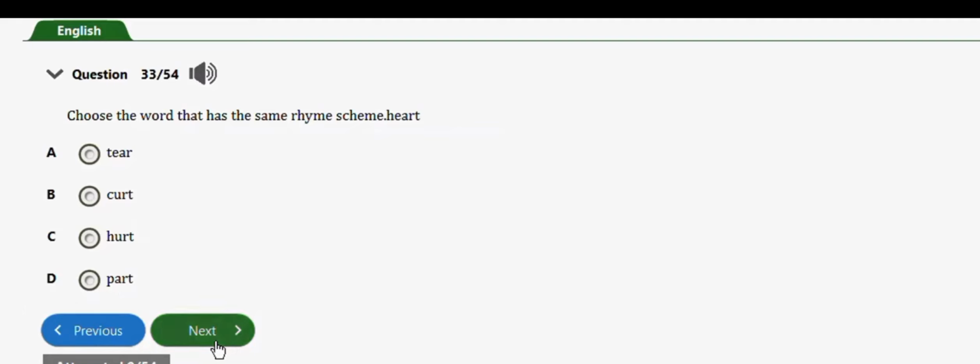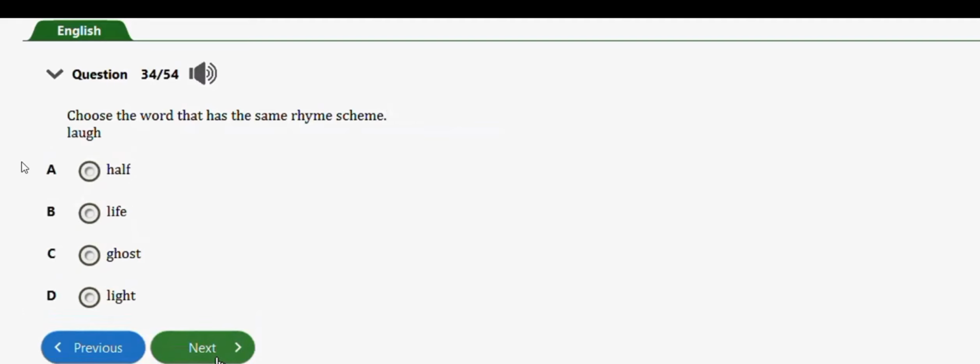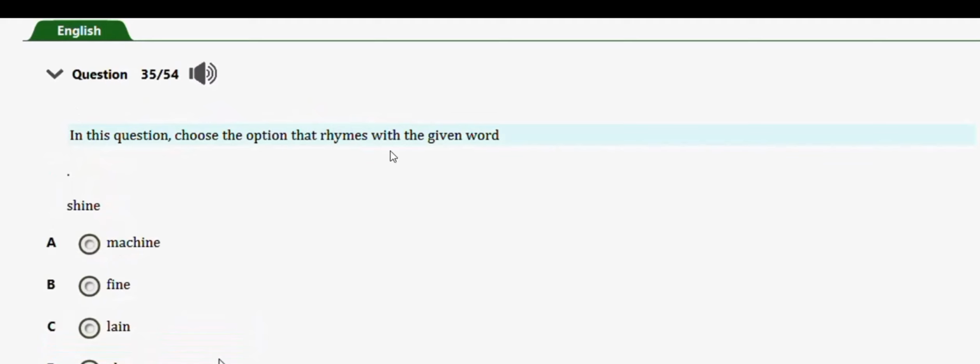Next question. It says the one that has the same rhyme with laugh. We have half, life, goes, lie. The right answer is option A, which is half. Next question. The one that has the same rhyme with shine. We have machine, fine, lane, clean. The right answer is option B, which is fine.